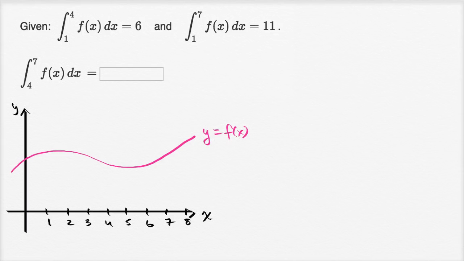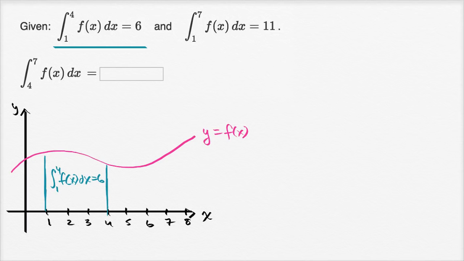Now let's think about what each of these integrals represent. So the definite integral from 1 to 4, well, we're going to be going from 1 to 4 right over here. So this is the definite integral from 1 to 4, this area under the curve, between the curve and the x-axis, dx, which is equal to 6.